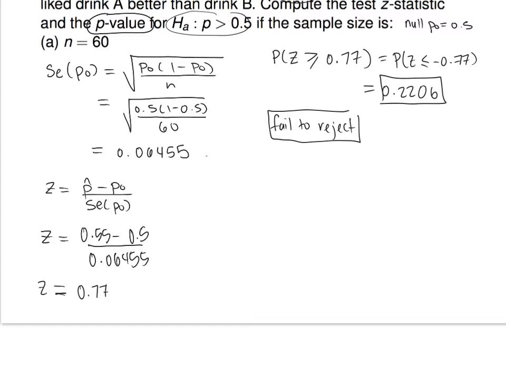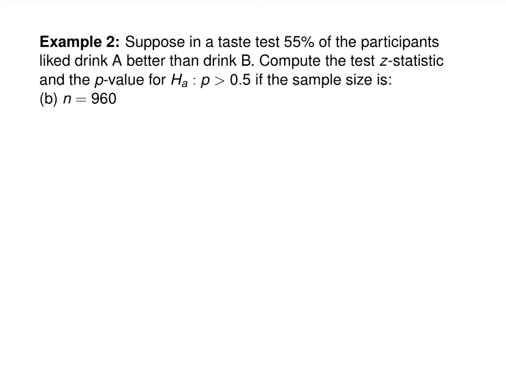What if your sample was 960 though? What's going to change specifically? Standard error, yeah. It's going to be root 0.5 times 1 minus 0.5 over 960. This is going to get a lot smaller. So calculate it and tell me what you get.